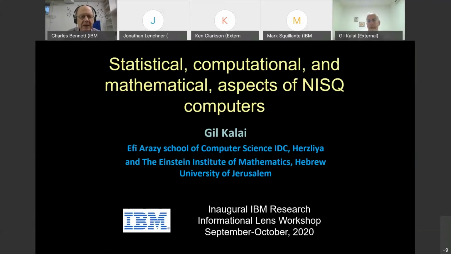with Gil Kalai on the statistical, computational, and mathematical aspects of noisy intermediate-scale quantum computers.